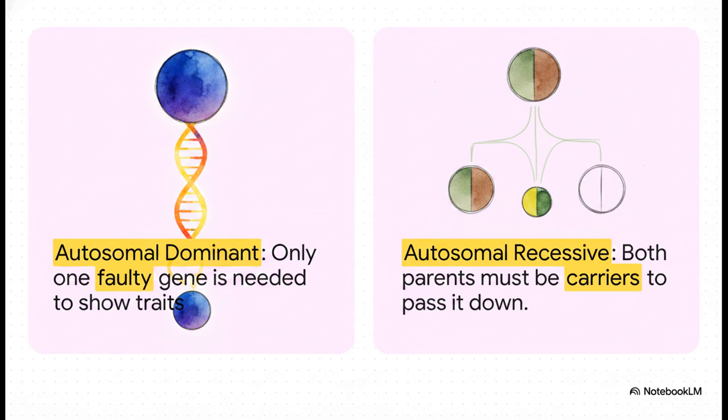When we're talking about single gene mutations, it's a strict game governed by Gregor Mendel's classic rules of inheritance. It breaks down into two main categories. In autosomal dominant disorders, like Marfan syndrome, you only need to inherit one faulty gene from one parent. That one faulty gene completely dominates the normal one. But in autosomal recessive disorders, like cystic fibrosis, both parents actually have to be carriers. They each have to pass down a faulty copy. If you only get one, you're a carrier, but you won't show the symptoms yourself.